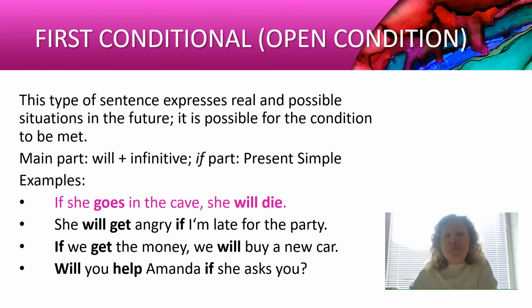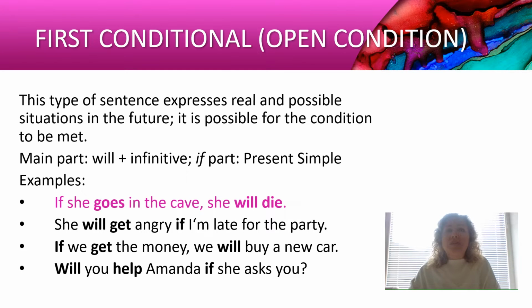Then we have the first conditional. So the first conditional has an open condition. So it is something that can happen, perhaps will happen, we don't know. And it usually refers to the future, whereas the 0 conditional refers to the present. Well, it kind of refers also to the past and the future because it is always true. So this one refers to the future. This is something real and possible situations in the future if something happens.